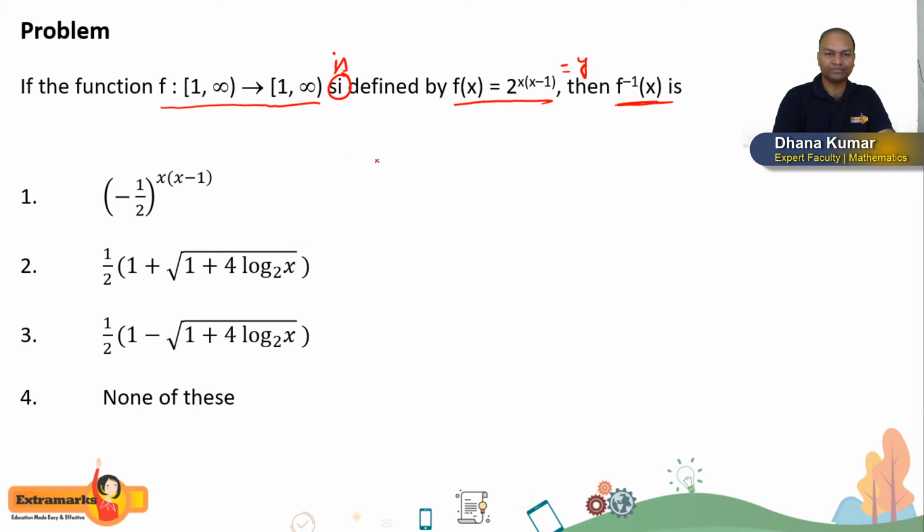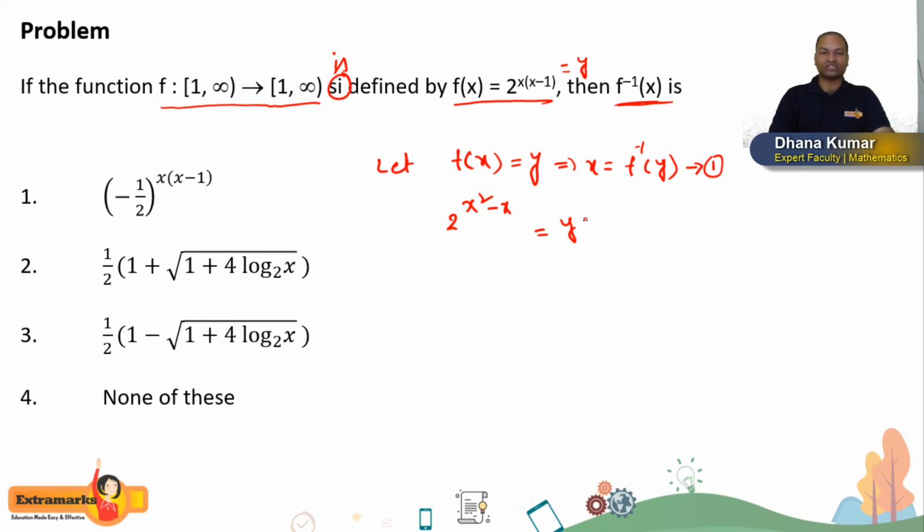Okay, so let f of x is equal to y implies x is equal to what? F inverse of y. Equation number 1. Okay, then next you take these two, that is 2 power, expand this bracket, x into x, x square minus x into 1, x is equal to y.